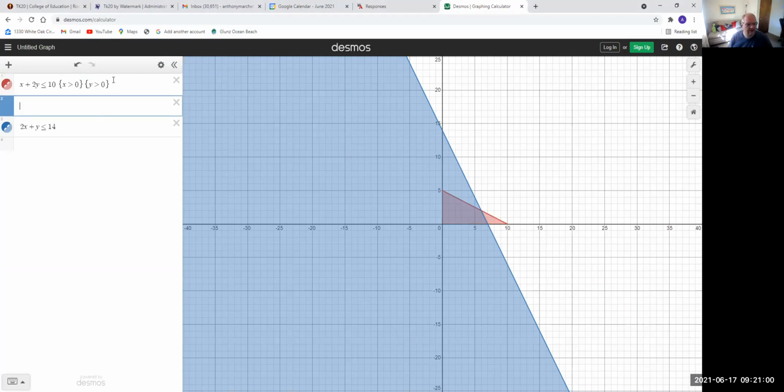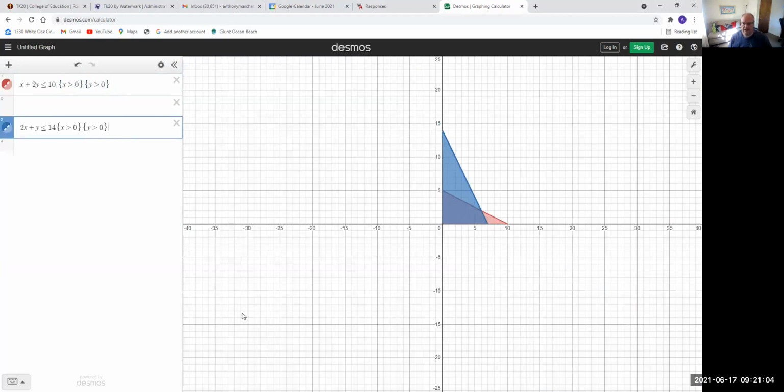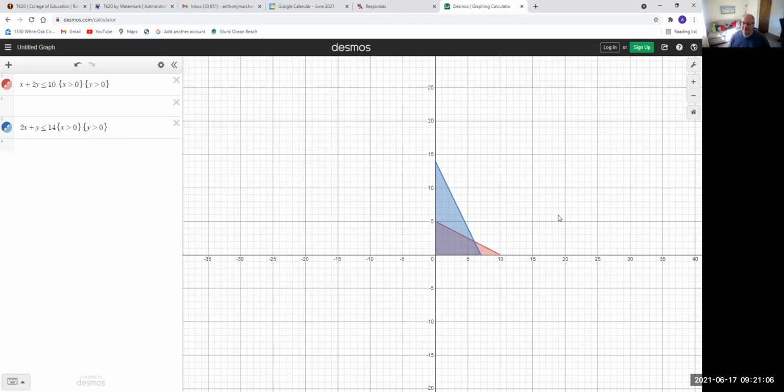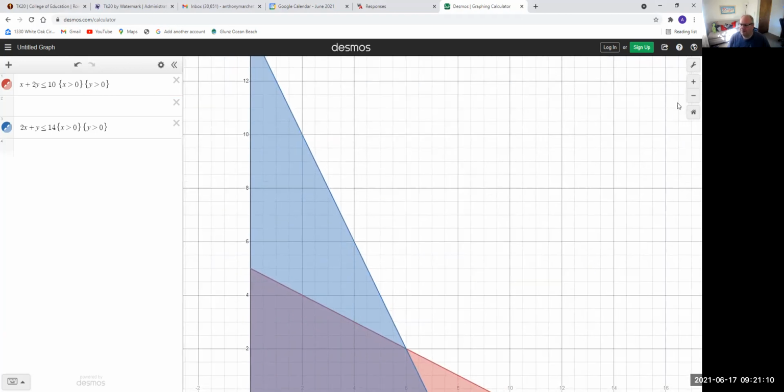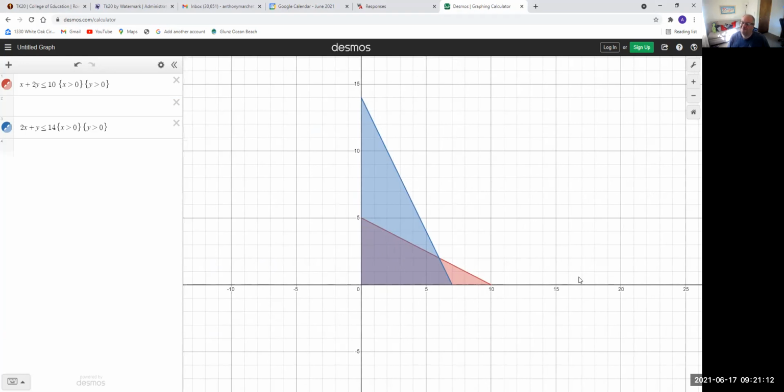And I could do that also here. In fact, if you want, you could copy and paste it and put it here. And now there's your picture. Maybe I'll drag it over here, zoom in on it, get a better picture of it. Zoom out once. There you go. And you can look at where they cross and all that good stuff.